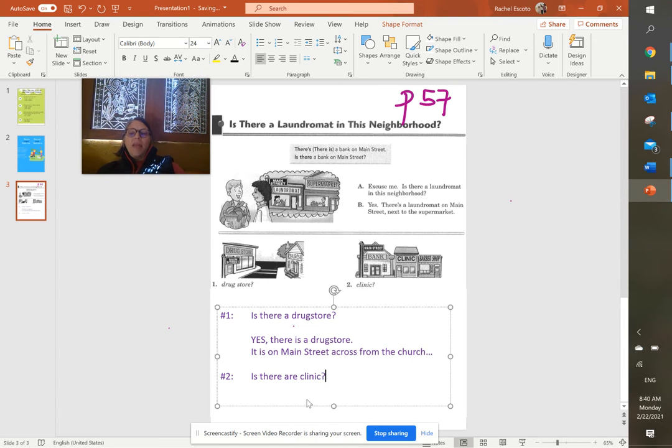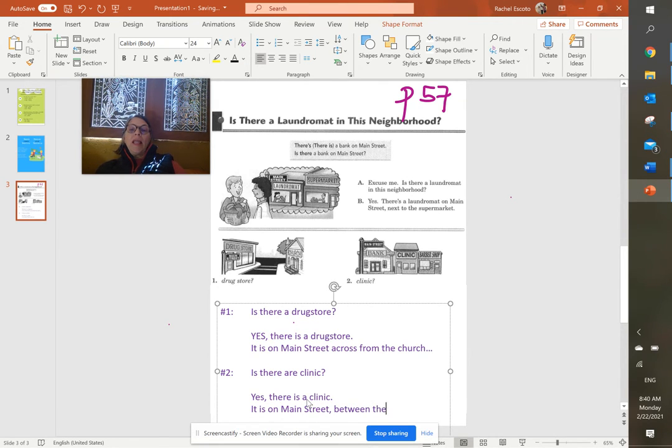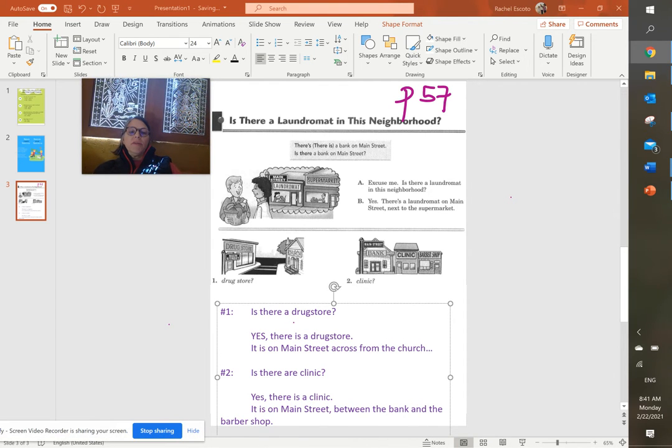And the answer is, what do you think? The answer is yes, there is a clinic. And then what do we say for location? It is on Main Street, between the bank and the barber shop. Let me move this so you can see.